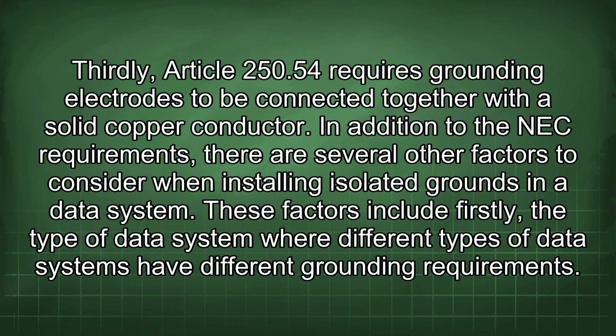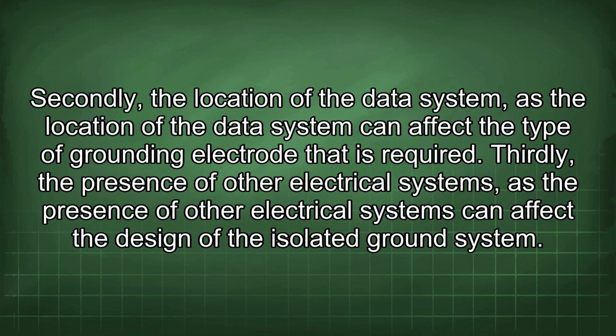In addition to the NEC requirements, there are several other factors to consider when installing isolated grounds in a data system. These factors include, firstly, the type of data system, where different types of data systems have different grounding requirements. Secondly, the location of the data system, as the location of the data system can affect the type of grounding electrode that is required. Thirdly, the presence of other electrical systems, as the presence of other electrical systems can affect the design of the isolated ground system.